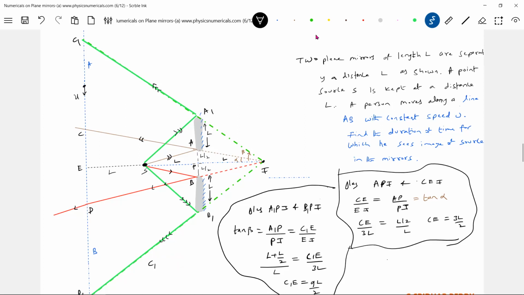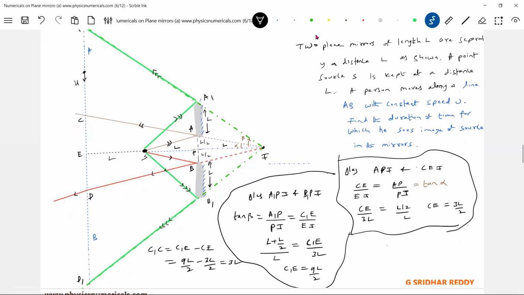I don't have space, so I'll have to adjust here only. C1C should be equal to C1E minus CE. C1E is 9L by 2. This is 3L by 2. So this will become 3L. Similarly, C1C should be equal to DD1 from the symmetry of the diagram. Even these angles will be the same, so no need to calculate. The same thing is applicable.